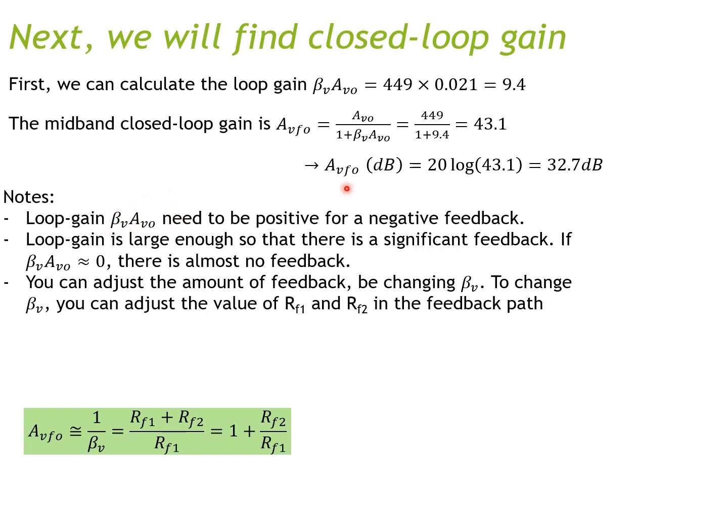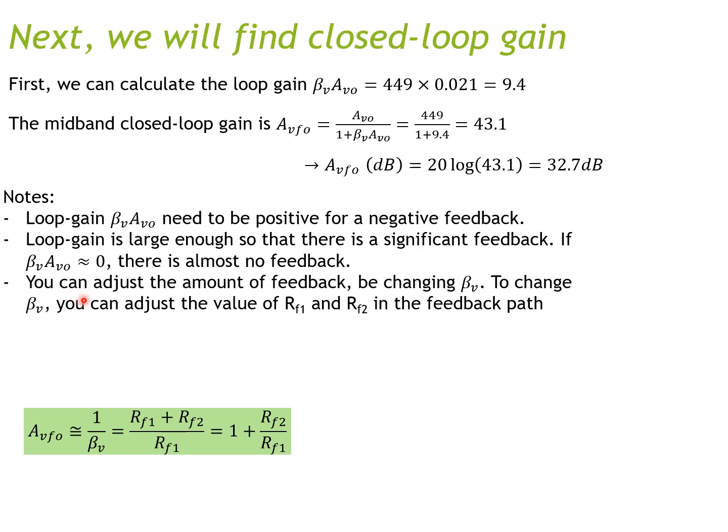If this term is negative and less than one in magnitude, you can actually have a closed loop gain larger than the open loop gain. Also, the loop gain needs to be large enough that the feedback is significant. If I have a loop gain of 0.01, then I almost have no feedback because the denominator is almost equal to one. So there's no difference between the mid-band closed loop gain and the open loop gain.